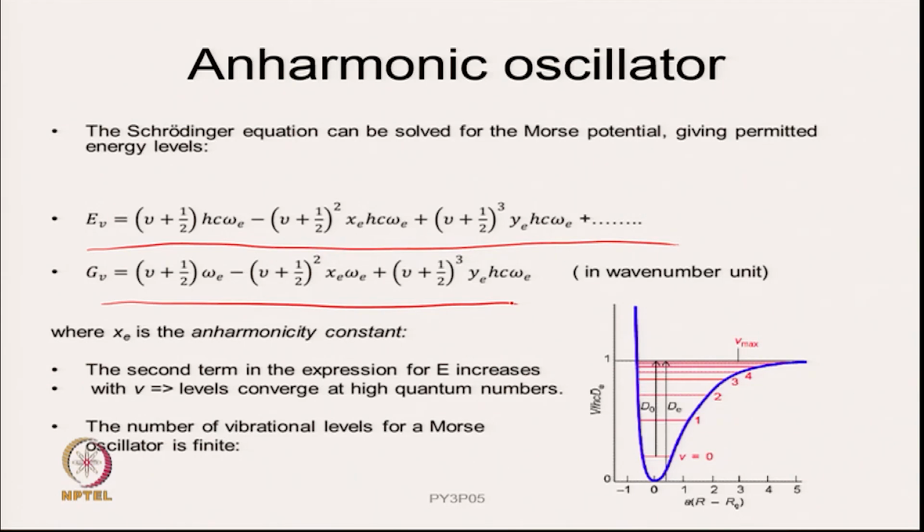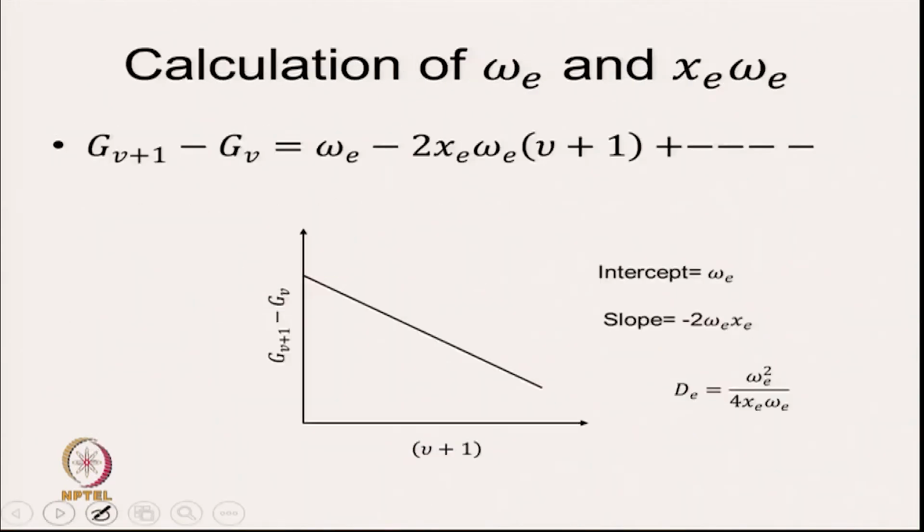G(v) = (v + 1/2)ωe − (v + 1/2)² xe ωe + (v + 1/2)³ ye ωe. Here y is again another anharmonicity constant. At very high vibrational levels, your energy is going to converge, and it is not going to be infinite. Okay, so how do we calculate this ωe and xe ωe?